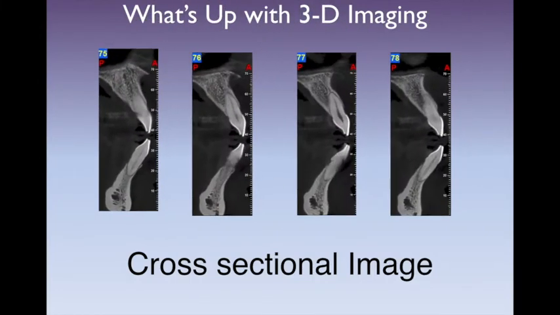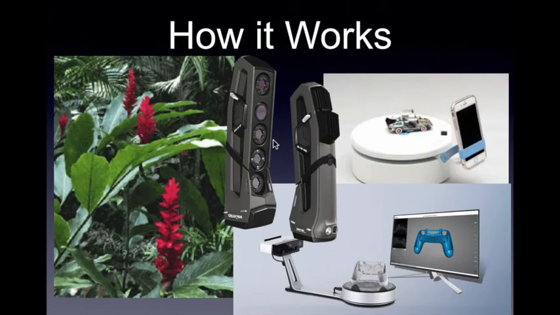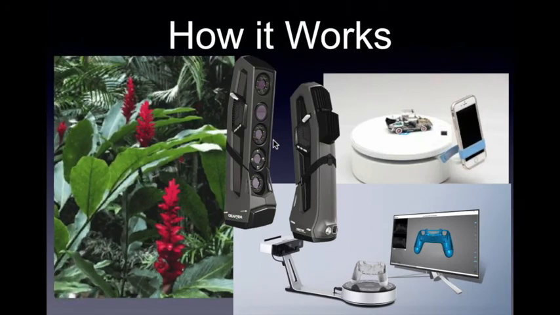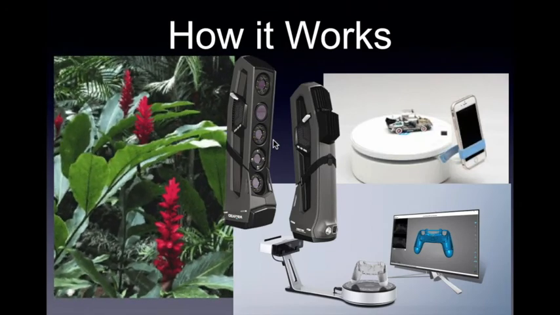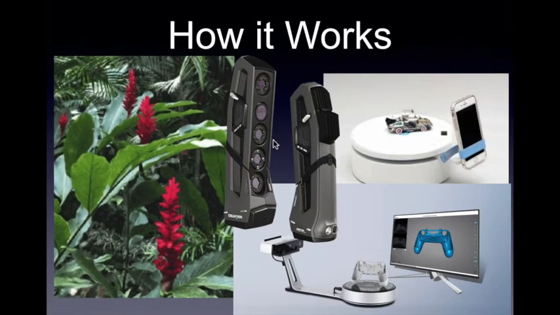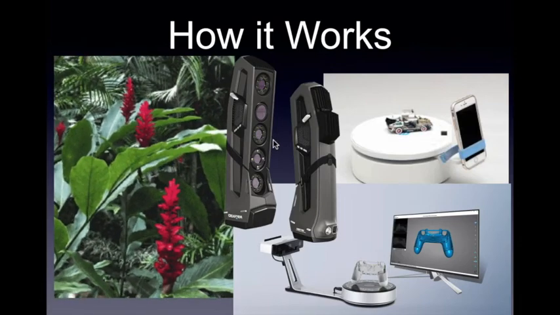Now, when we look at how we get this clear-cut cross-sectional picture, well, we have to look into how we could turn a picture to three dimension. How do we see depth?